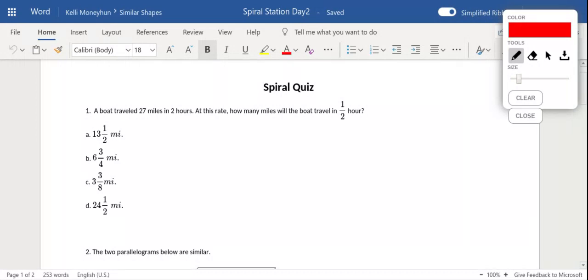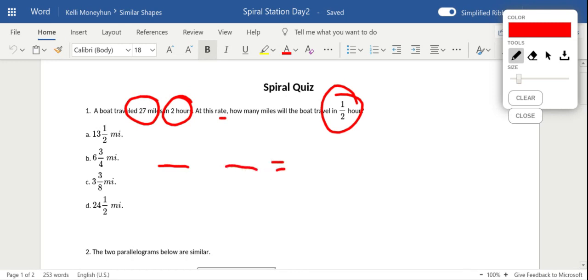Okay, number 1, it says a boat traveled 27 miles in 2 hours. At this rate, how many miles will a boat travel in half an hour? Okay, so this is a rate, or this is a conversion. So what you're going to do is set up a word ratio and then a proportion. We're comparing miles to hours.